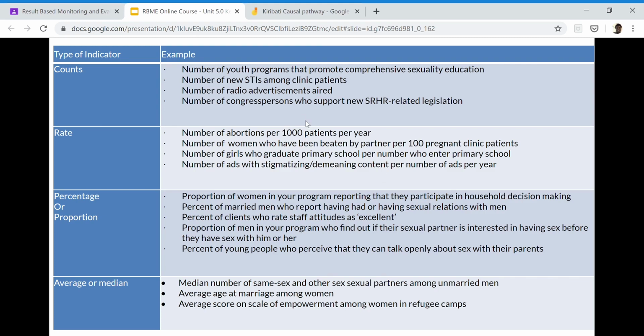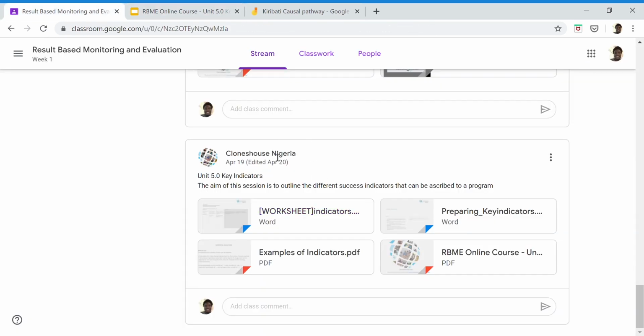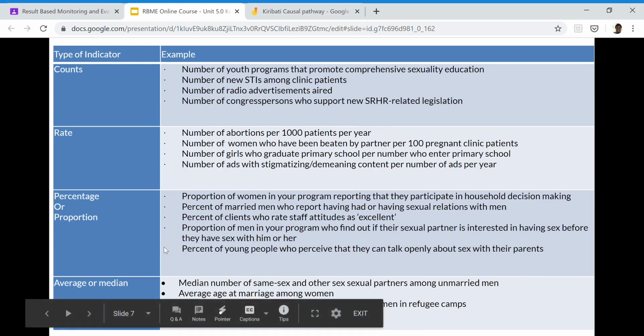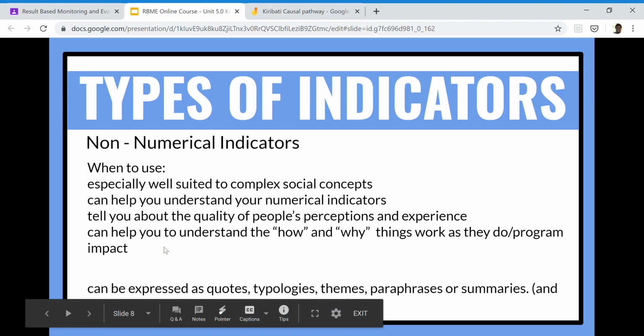It's important that I let you know that on your Google Classroom, there are some additional materials you can look at. It has examples of indicators. It has worksheet indicators as well. So feel free to look at some of these additional documents. They could guide you properly and give you more examples about indicators that you might want to look at.